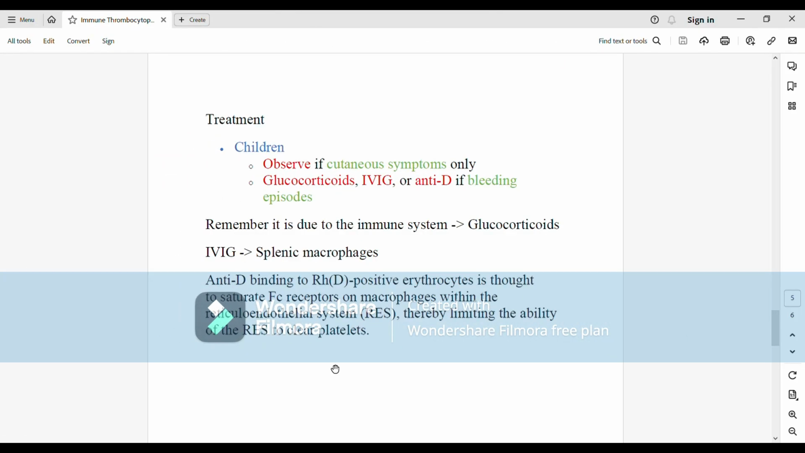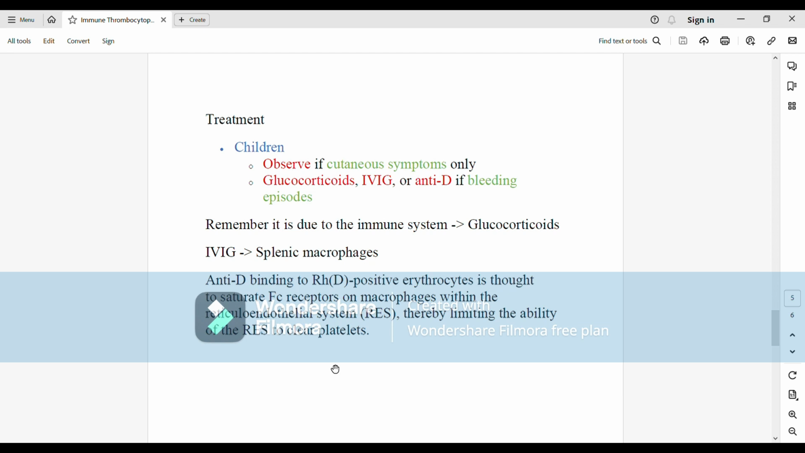Treatment, the first thing that you want to do is observe the child. If the only finding in the labs is a thrombocytopenia but the child has no symptoms at all, or if the child has thrombocytopenia and has cutaneous symptoms only, which are going to be petechiae and ecchymosis, then you can simply observe and you do not need to treat it with anything, because as you know, in children it is usually the acute form and it will resolve itself with time.